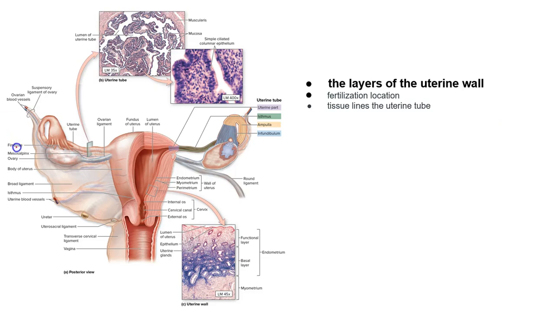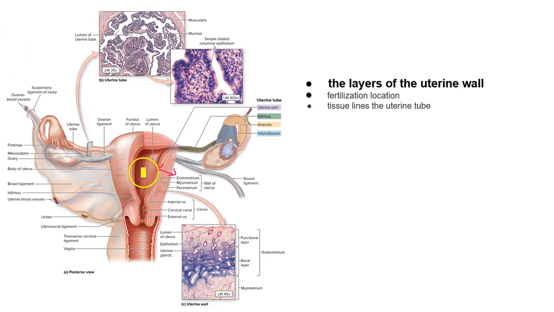Next, you should know the layers of the uterine wall. As you already know, the uterus is a hollow organ, which means we can define a space or cavity inside, which is called the lumen. And then we can define a wall for this hollow organ. The wall of the uterus is made up of 3 layers. The innermost layer is called the endometrium. The middle one is called the myometrium, and then the outer one is the perimetrium.